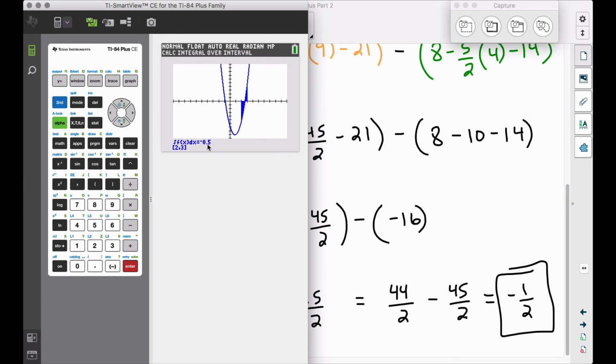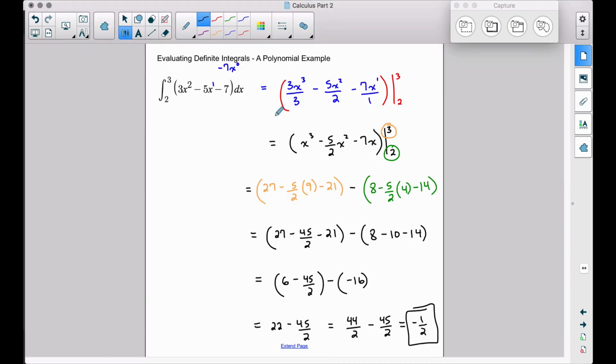And as you can see here, we do get the same answer as what we got using pencil and paper techniques. And there you have it, a definite integral with a polynomial. We will see other examples where we may use trigonometric expressions, and there's tons of other techniques for integration coming up in the near future.